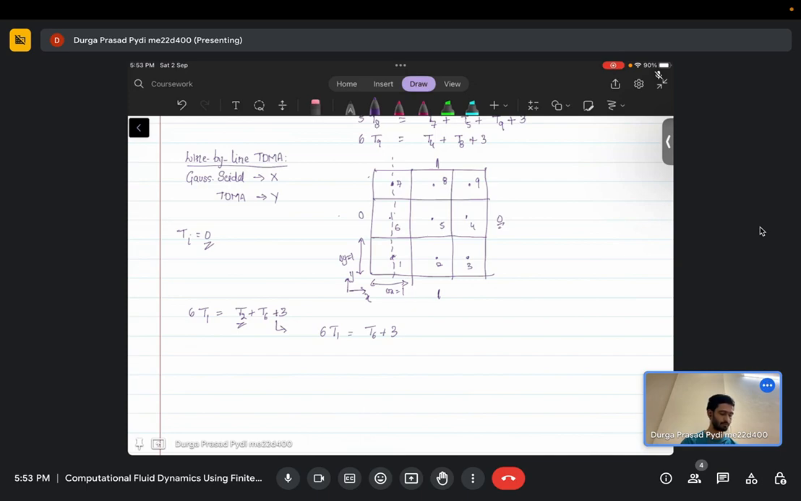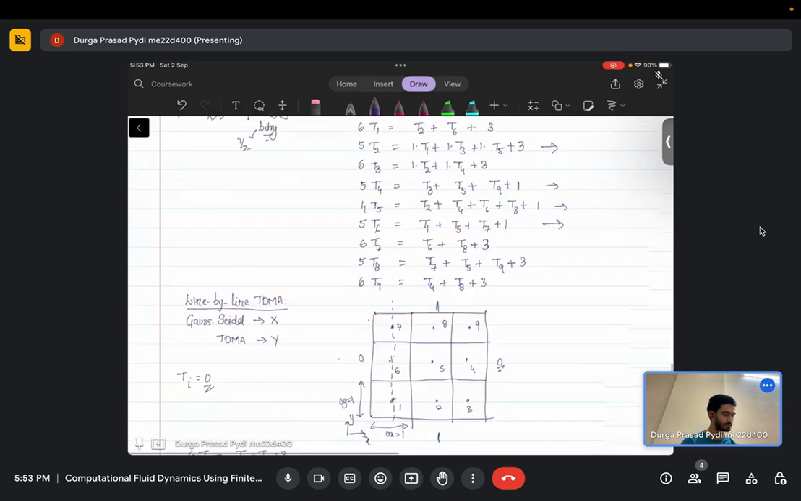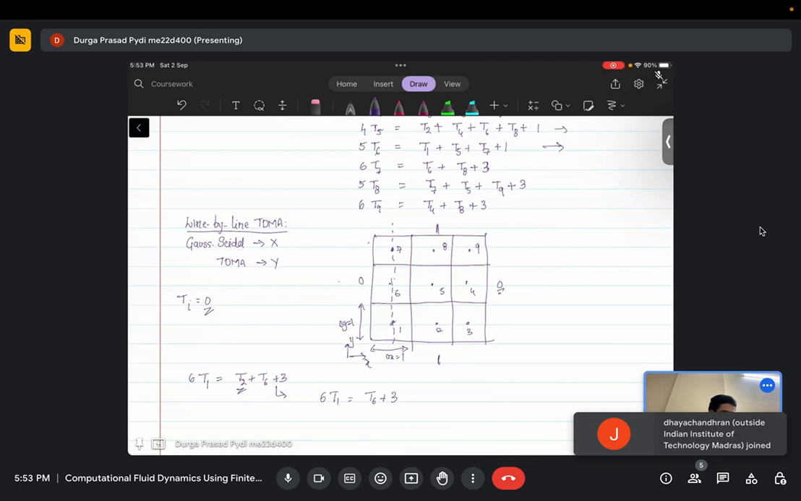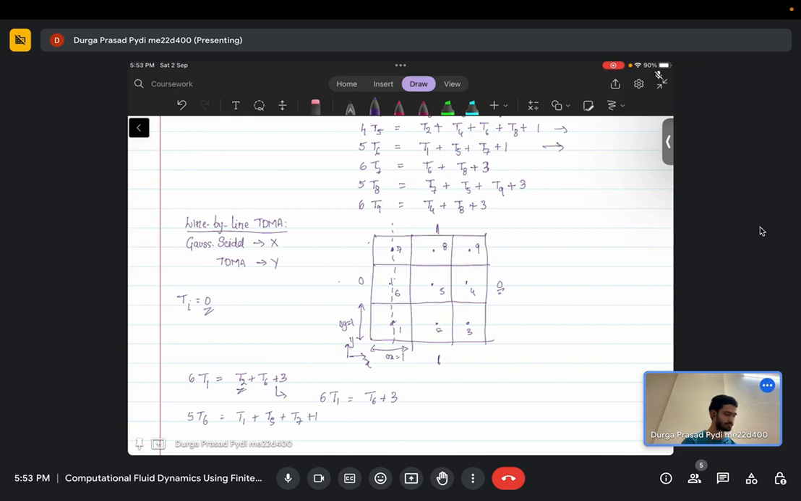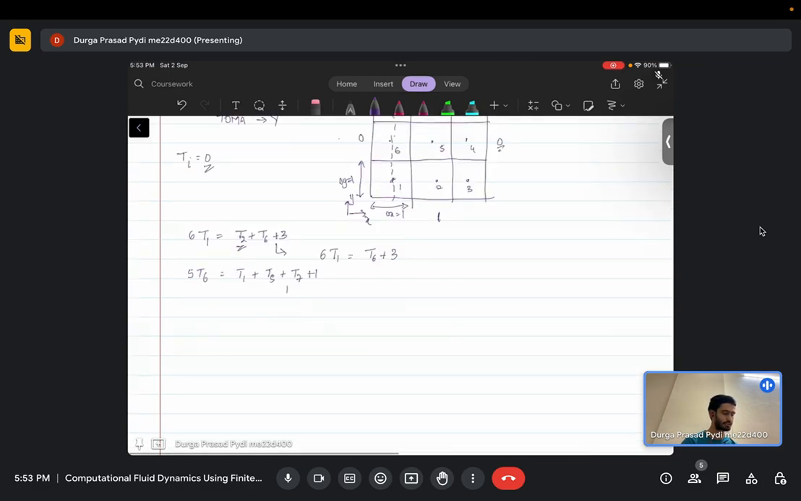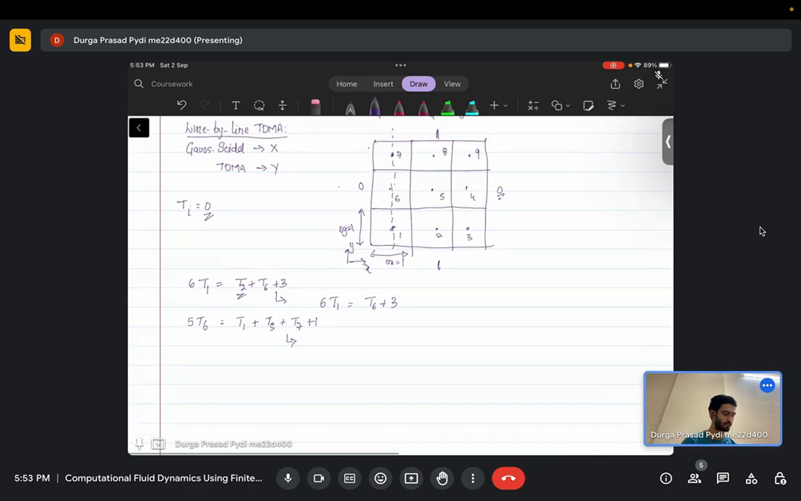Similarly, the equation for T6 is 5 times T6 equals T1 plus T5 plus T7 plus 1. In this equation, T1 is along the line, T7 is along the line, but T5 is not on this line, so we take the assumed value for that. So now our equation becomes 5 times T6 equals T1 plus T7. The assumed value is 0, so you have 1.